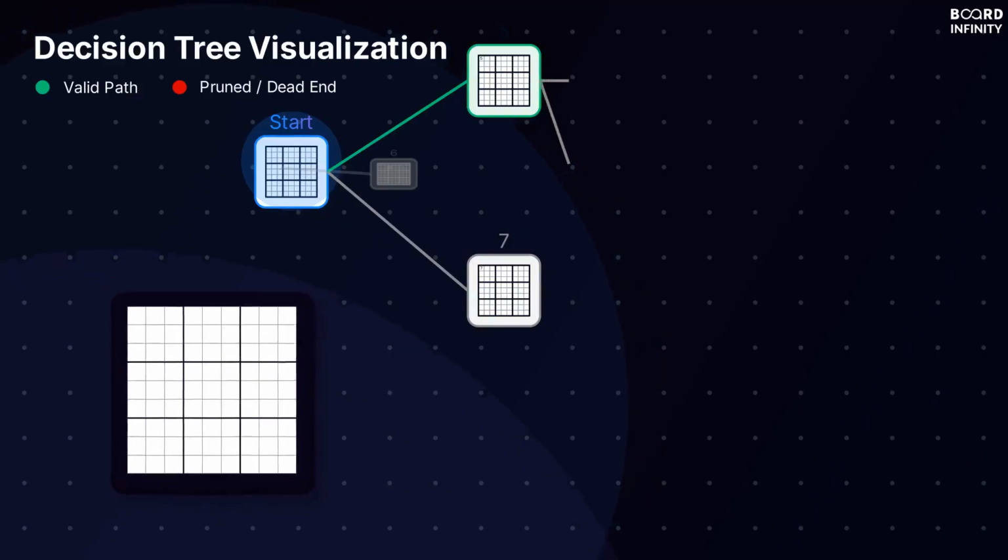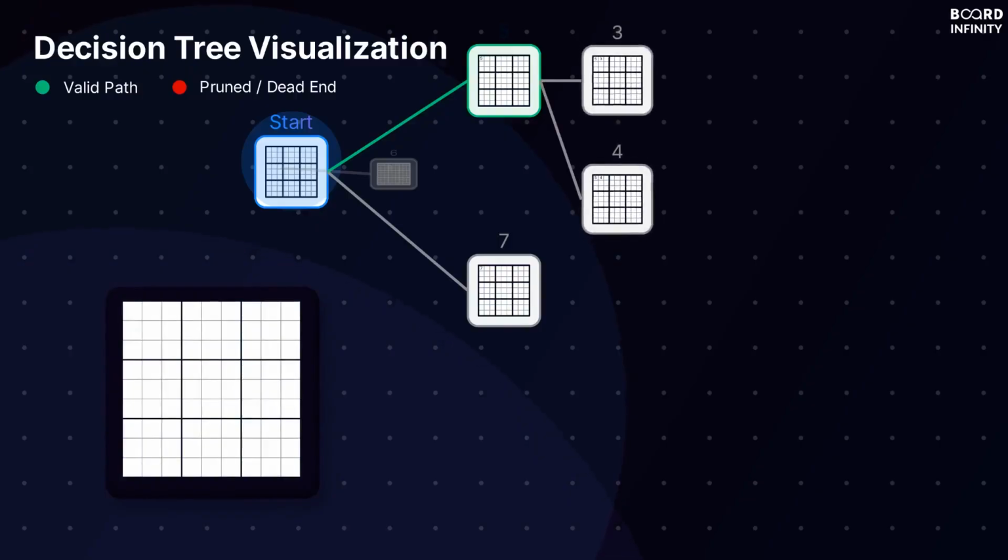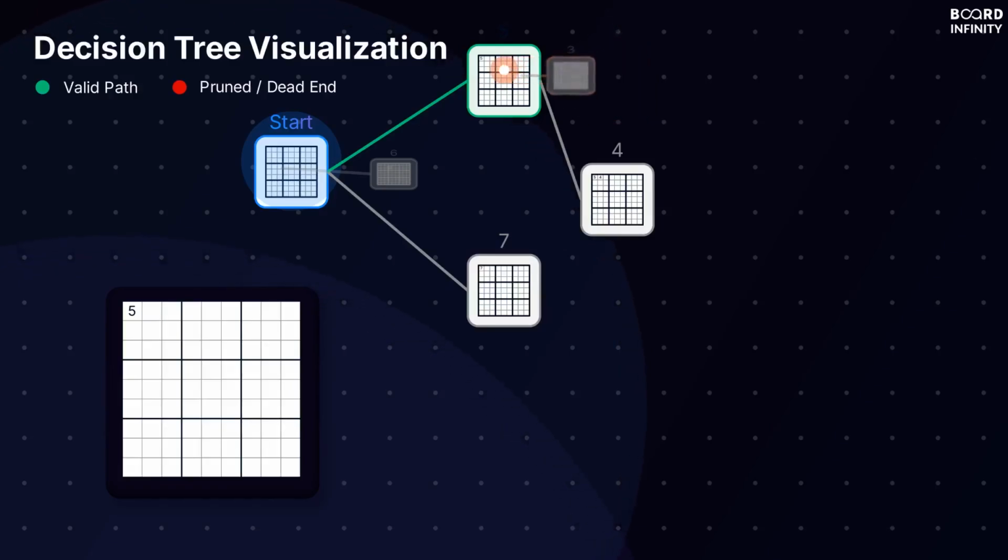The tree grows left to right in our visualization. Valid choices extend the path. Invalid choices get marked red and collapse. A cursor walks down the tree, and when it hits a dead end, it rewinds to the last fork and tries a new branch. This is the mental model. Backtracking is depth-first exploration with pruning. You go as deep as possible, and only when you're stuck do you step back.